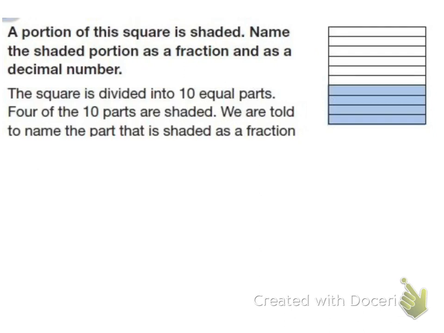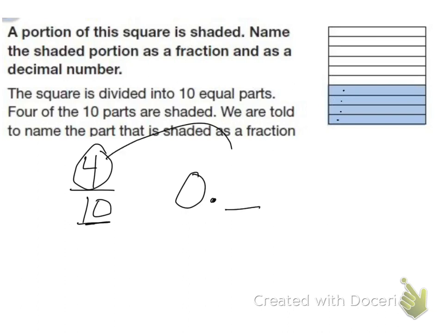This next one says a portion of this square is shaded. Name the shaded portion as a fraction and then as a decimal number. So this is divided into 10 parts, and I have 4 pieces shaded. So I know that the fraction would be 4/10. Okay. Now as a decimal, remember, the numerator goes into the tenths place value. And the tenths place value happens to be the first place value after the decimal. So 4/10 is the same as 0.4.